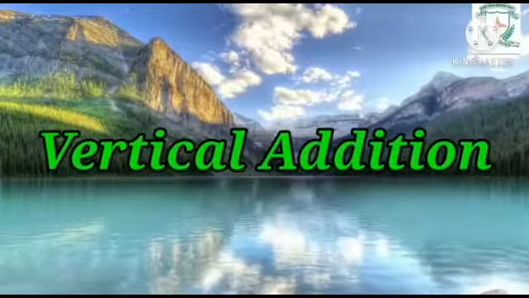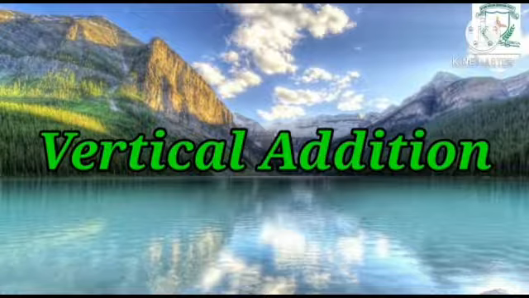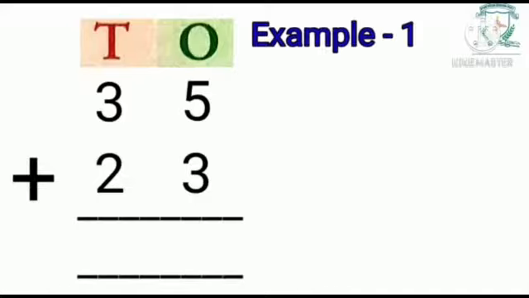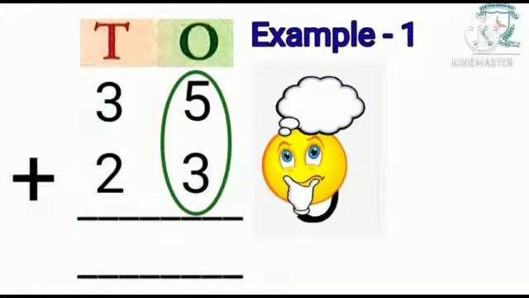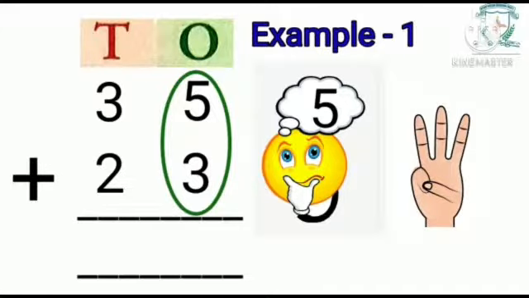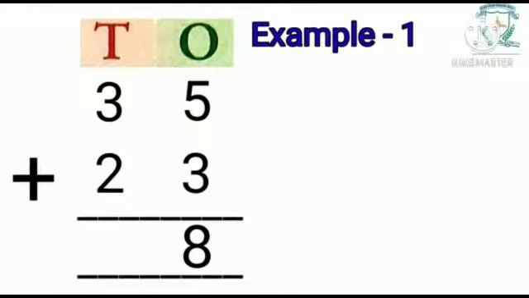We begin with the first topic, vertical addition. Here we shall add two numbers by counting numbers forward. In the first example, let us add 35 and 23. Children, we know that we first add the digits in the ones place. We add as 5 in the mind and 3 fingers up. After 5 comes 6, 7 and 8. We write 8 in the ones place.